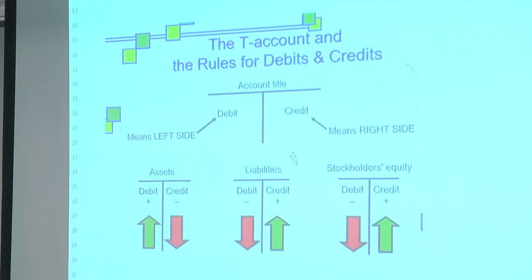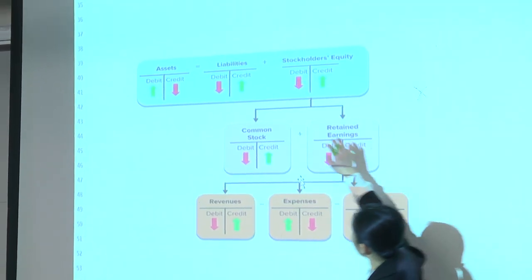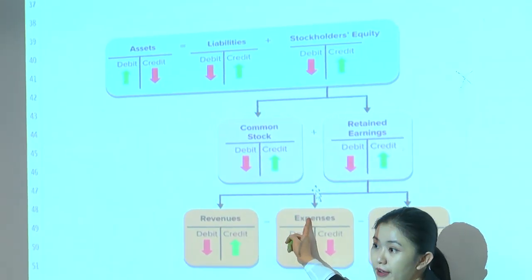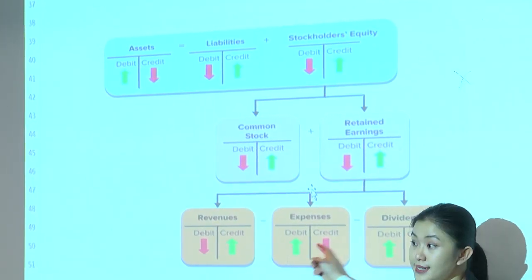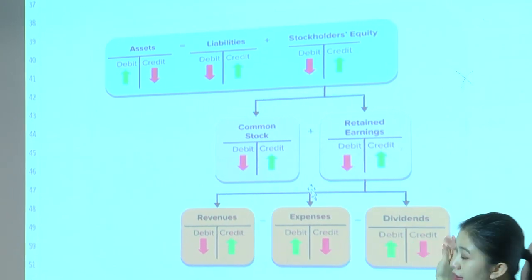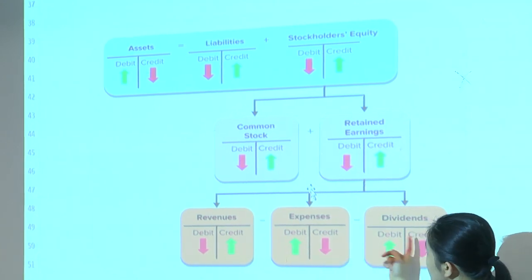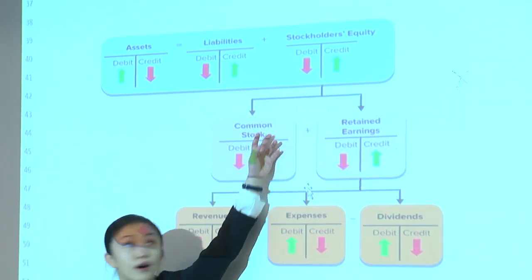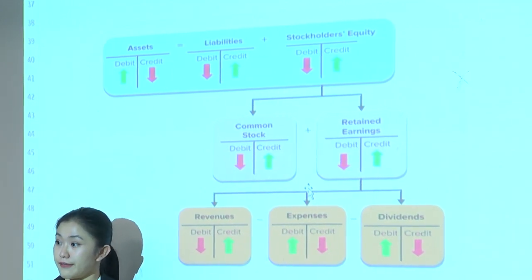In fact, if we go deeper, when we expand the equation, before we were looking at this one, and when you expand it, there is a minus sign in front of expense and a minus sign in front of dividends. So these two, expense and dividends, follow a different rule compared to all the others. Debit, the left-hand side, is actually increasing. So these two follow the rules of asset, and all the rest follow the rule of liability and stockholders' equity, simply because they have a minus sign. They go the different way.